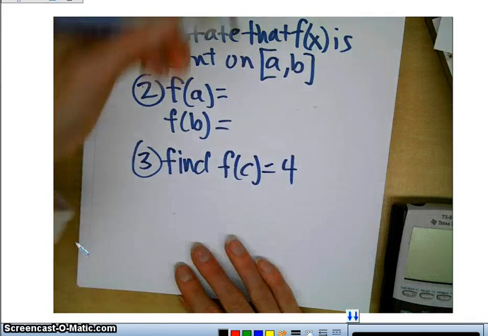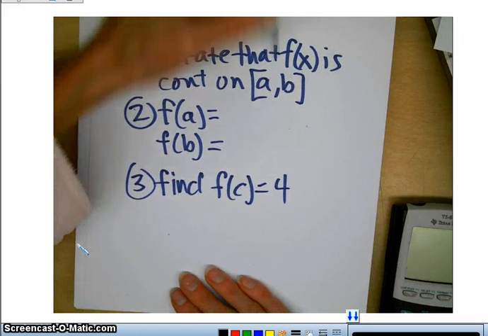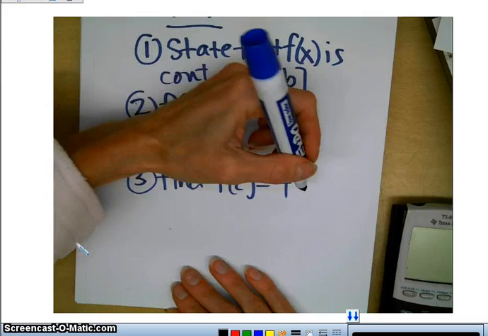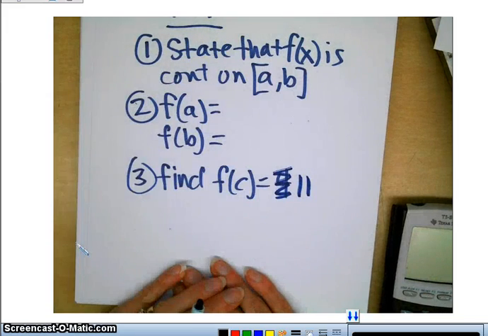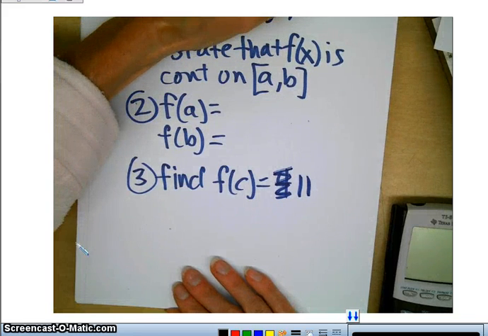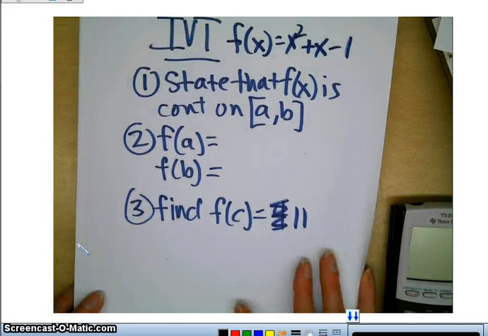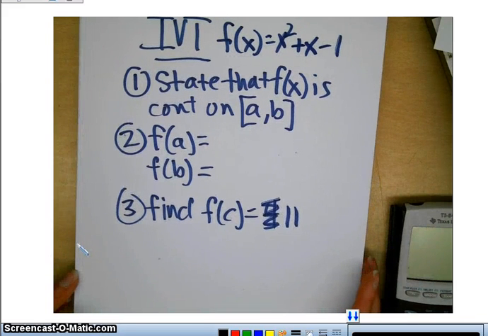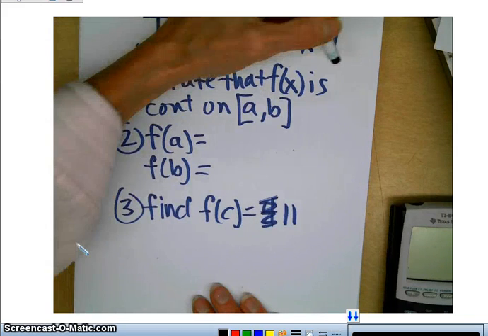So they'll give you some function. Oh, I'm going to pick a different one. I'm going to say f of c is 11. So show where f of c is 11. And here's my function that I'm given: f of x is x squared plus x minus 1. So I want to apply the intermediate value theorem, and my interval is 0 to 5.